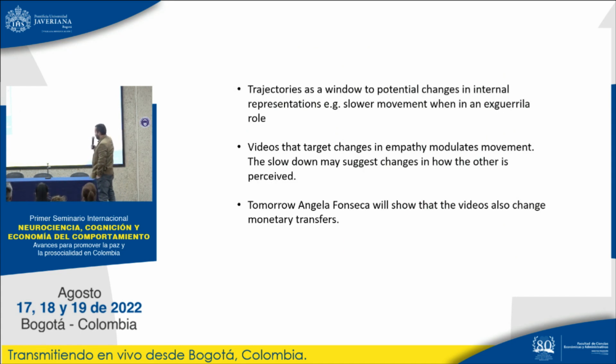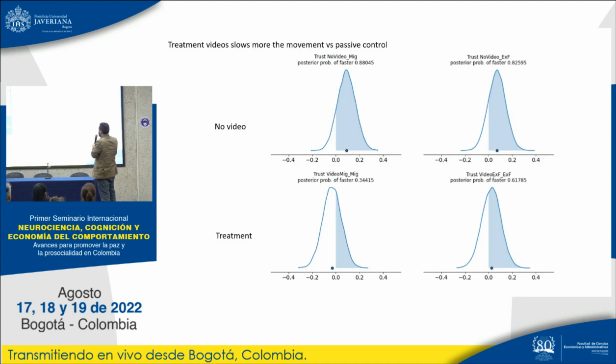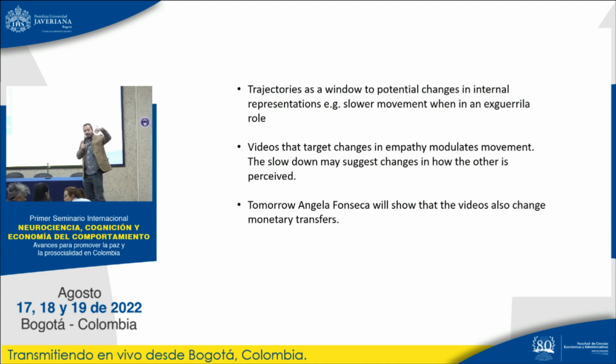The basic idea is that we are showing the trajectories as a window to potential changes in internal processing, to what our brain does. Here we don't have a resonance machine, we have phones and touch screens, so it's like a window. The $1 million question is what that slowing down means.